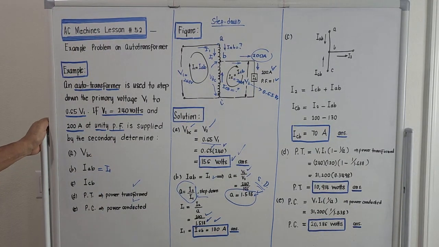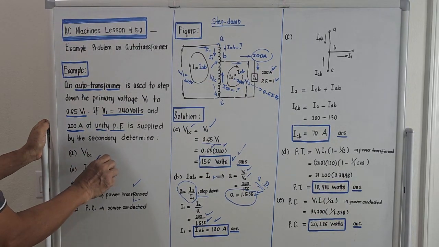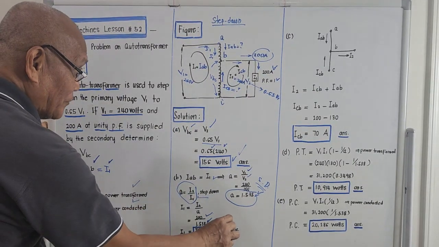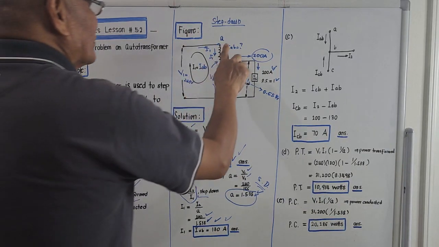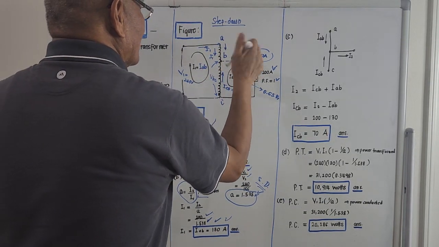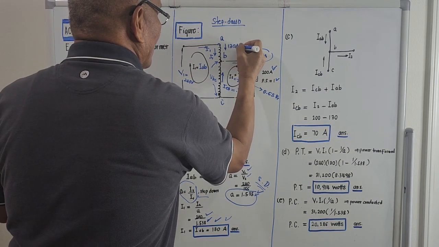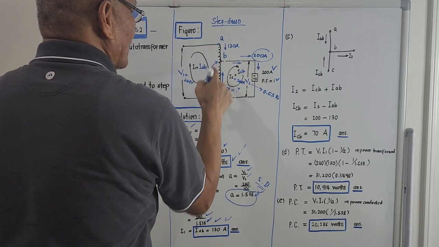Right? We are asked to compute for this one, but this one here is equivalent to this according to this formula. Therefore, IAB will be 130 amperes. So this is 130 amperes. Okay, that's 130 amperes.